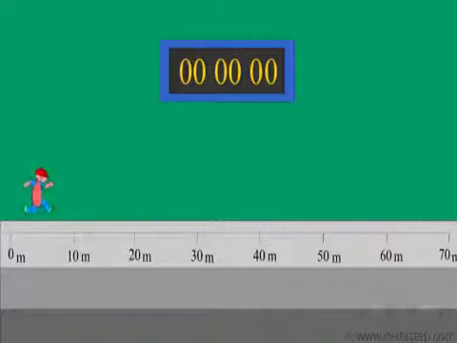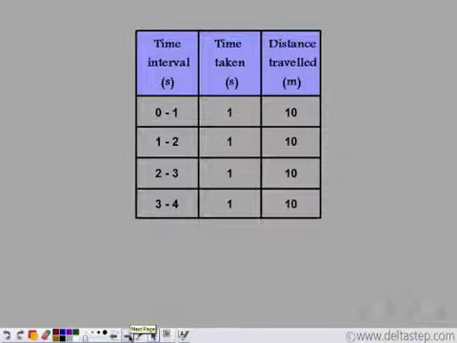He moves from 0 meters to 10 meters in 1 second. From 10 meters to 20 meters in the second second. In the third second, he covers another 10 meters. Whereas in the fourth second, he covers another 10 meters. So this table represents the movement of the boy.